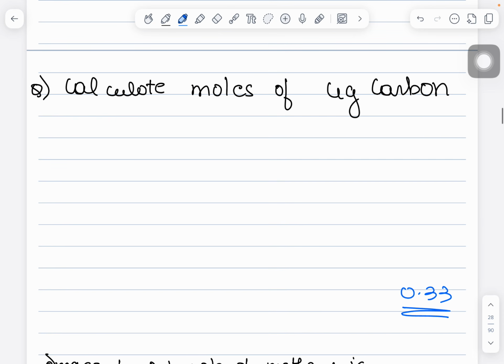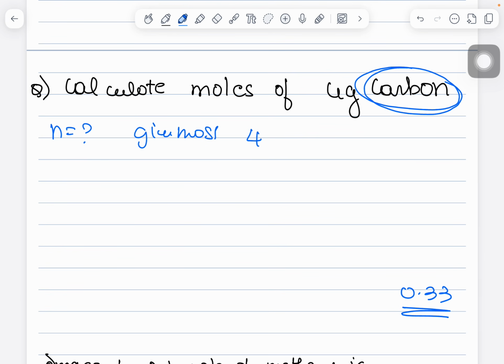Let's see one more question. Calculate moles of 4 grams of carbon, they have asked. So they are asking moles. We have given mass of 4 grams of carbon. It's an atom, a neutral species, carbon. So its atomic mass is 12.